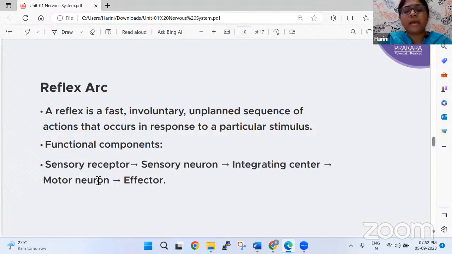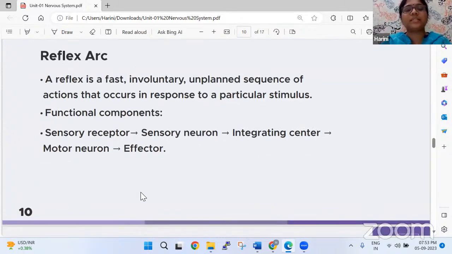Here the sequence is: sensory receptor, sensory neuron, integrating center, motor neuron, effector. Now, I think you all know where the sensory receptors are present, right? Please type it in the chat and help me understand where exactly it is present. Sensory receptors are present in the major part where the sensing or the change happens. Next, the sensory neurons carry the information, and then the integrating center, which is mainly the brain, and then motor neurons, again coming through the spinal nerves, finally enter the effector organ. So this is a reflex arc.